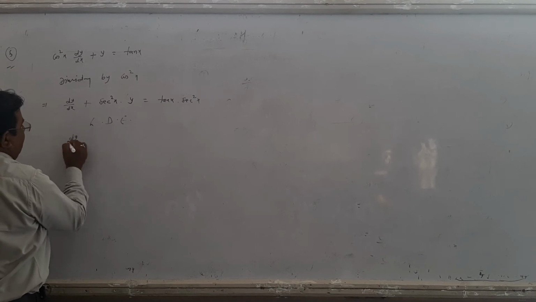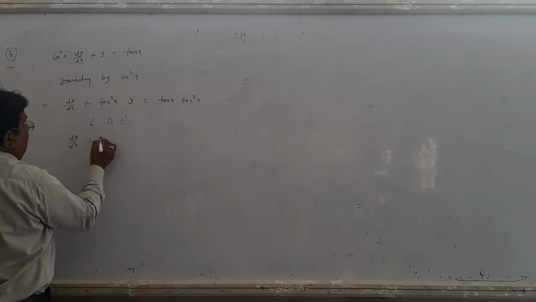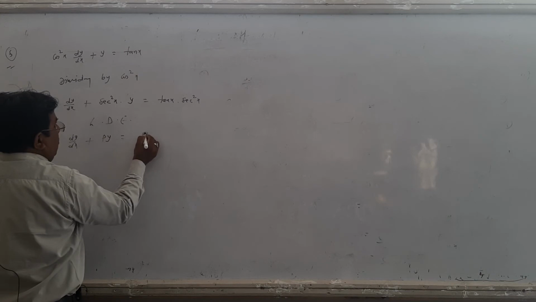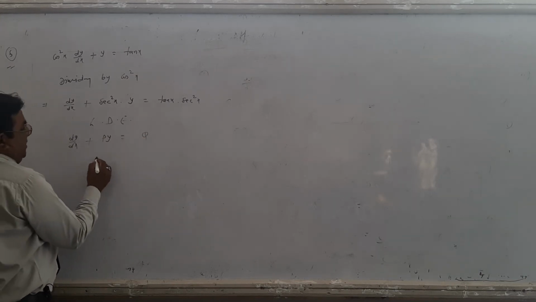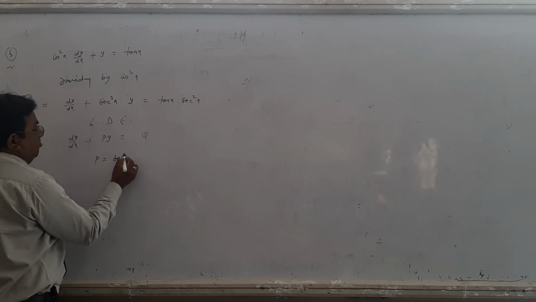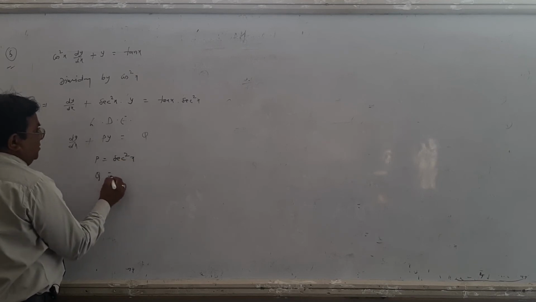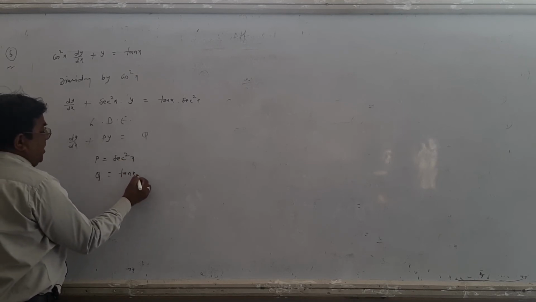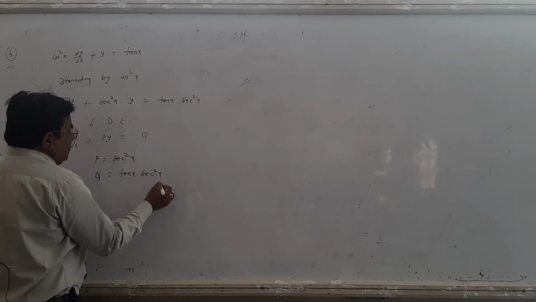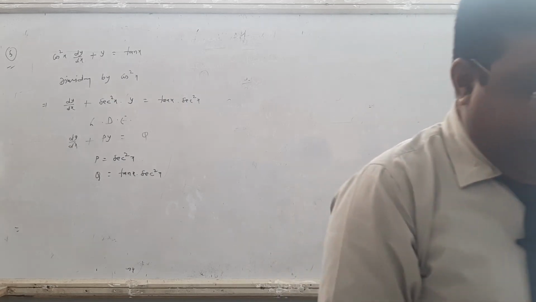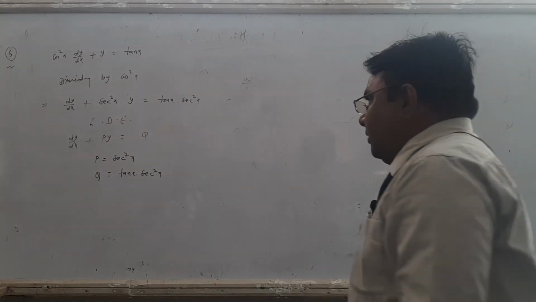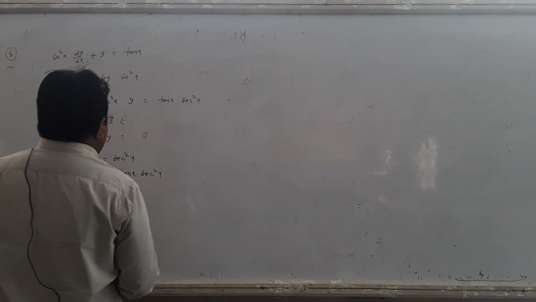Now compare with the linear form, dy by dx plus py equals to q, and equate. What is p and what is q? P is sec square x and q is tan x into sec square x. So first thing, find p and q. P is the coefficient of y, and q is tan x into sec square x.